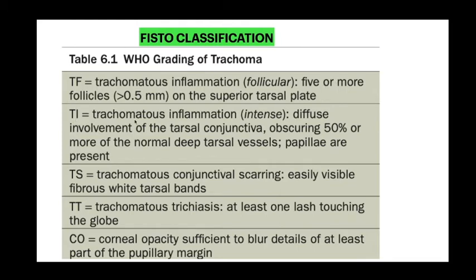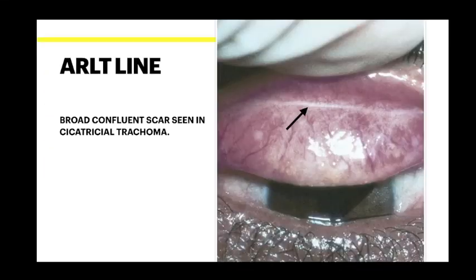Next, I denotes trachomatous inflammation intense. I is for the intense, that is diffuse involvement of the tarsal conjunctiva, obscuring 50% or more of the normal deep tarsal vessels, and papillae are present. So intense inflammation is seen, intense redness can be seen. Then S, that is trachomatous conjunctival scarring. You can see the different scarring lines, right? Easily visible fibrous white tarsal band. You can see white scarring like this.